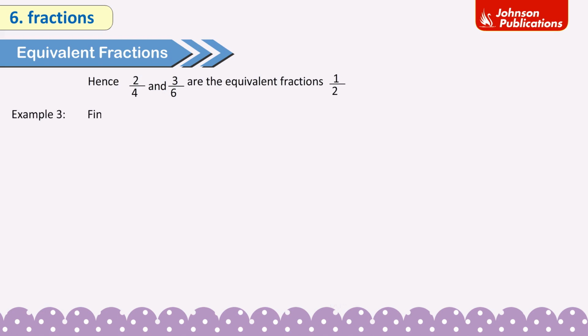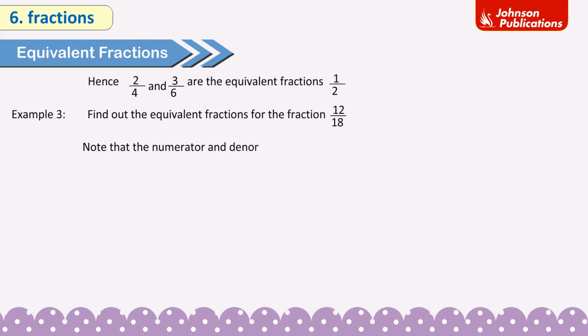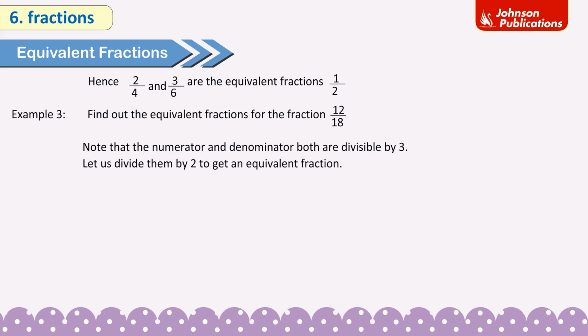Example 3. Find out the equivalent fractions for the fraction 12 upon 18. Note that the numerator and denominator both are divisible by 2. Let us divide them by 2 to get an equivalent fraction. 12 upon 18 is equal to 12 divided by 2 upon 18 divided by 2, which is equal to 6 upon 9. Thus, 6 upon 9 is an equivalent fraction.